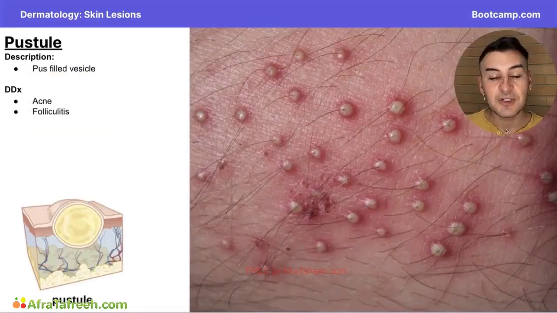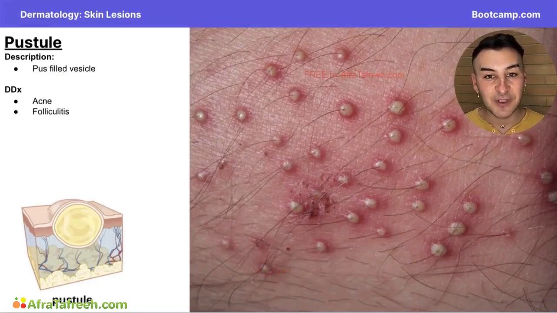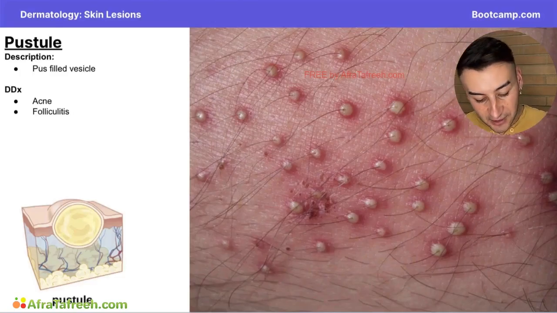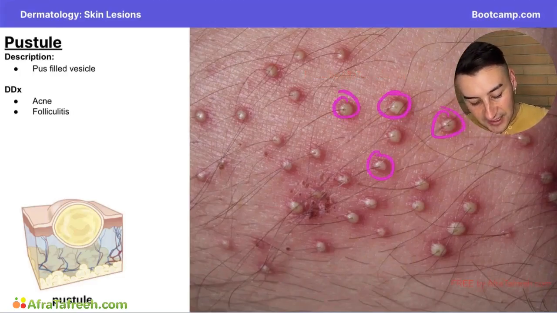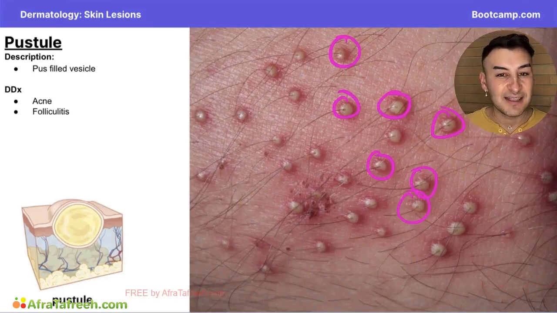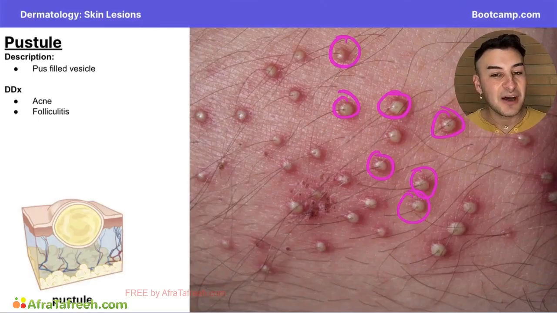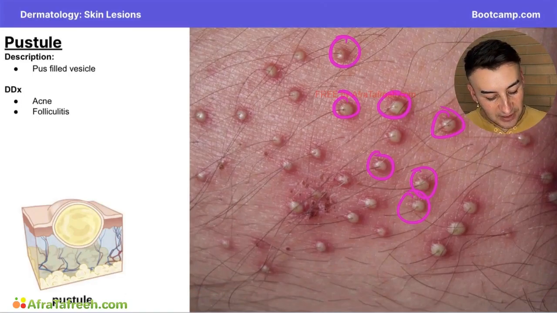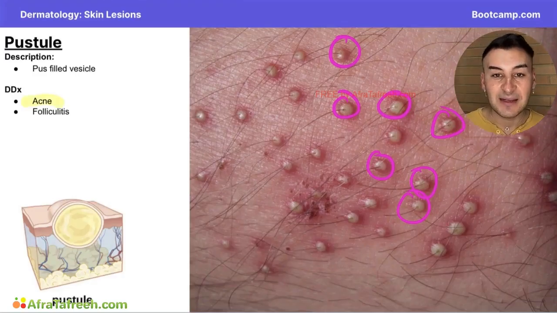Now we will talk about pustules, which are going to be pus-filled vesicles. So they're going to be less than or equal to 1 centimeter, but instead of clear fluid, now we have pus. Here in this picture is an example of folliculitis. You'll notice that there are a lot of pustules, and each one is associated with an individual hair follicle. A classic example of this is hot tub folliculitis caused by Pseudomonas, so be on the lookout for that diagnosis. You can also have pustules associated with acne. So acne can cause papules or it can cause pustules, just depending on the characteristic of the lesion.